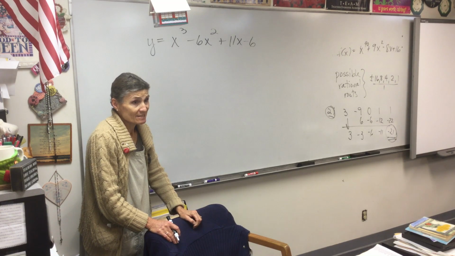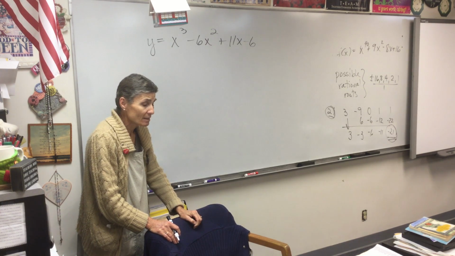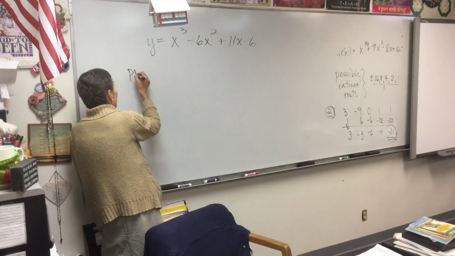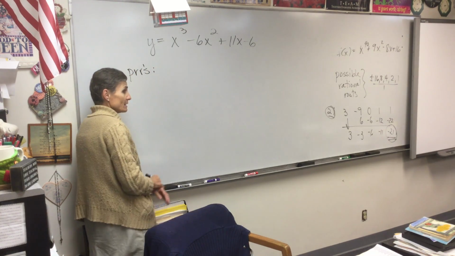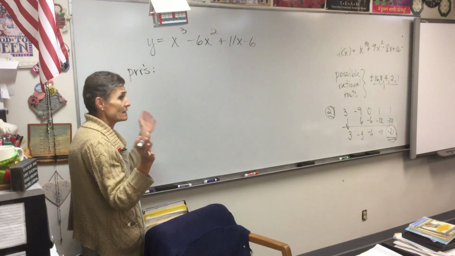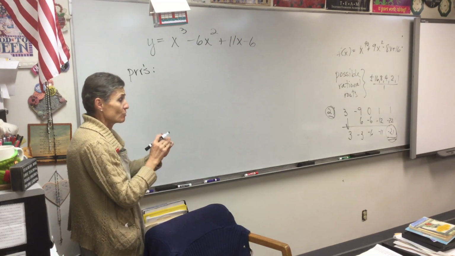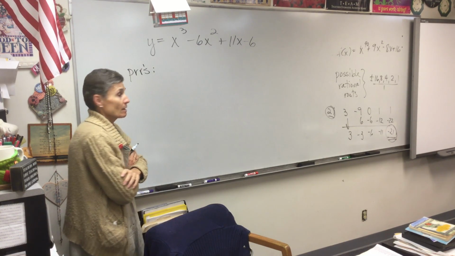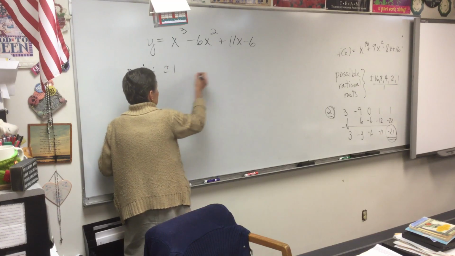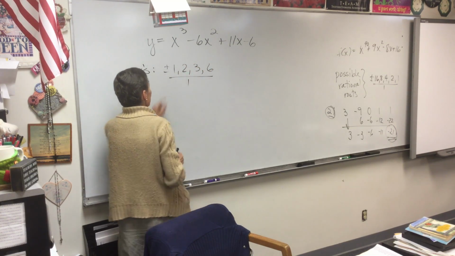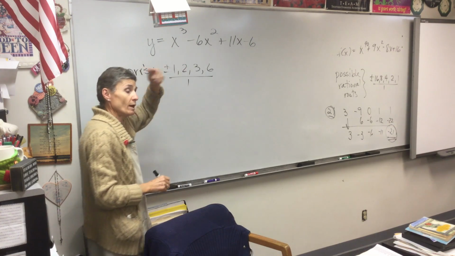So I have to guess. I have to pick numbers and guess them. What is my pile of numbers that I'm picking from? What are my PRRs? I don't want to just pick any random numbers. I want to focus my energy. What are the numbers I'm going to focus on? Factors of 6, which are 1, 2, 3, and 6, over factors of 1.